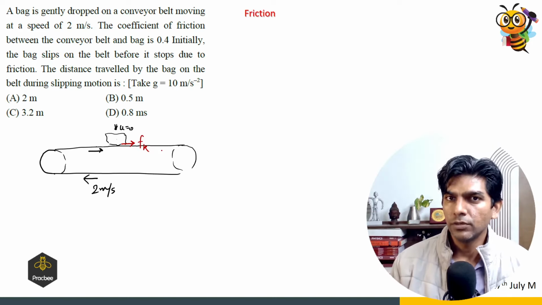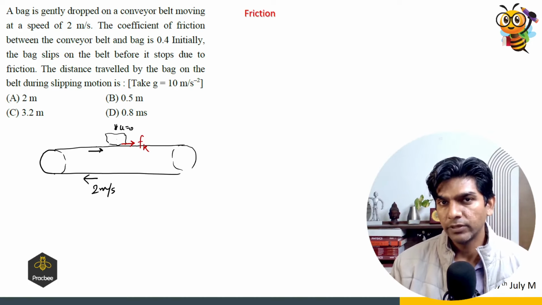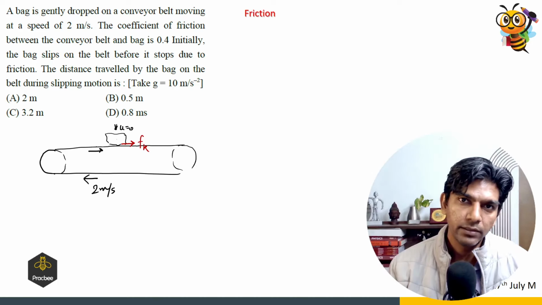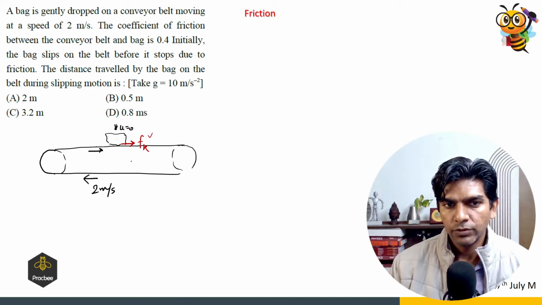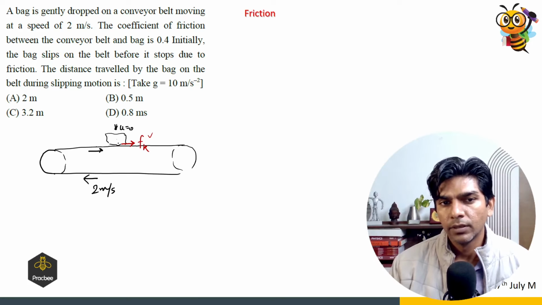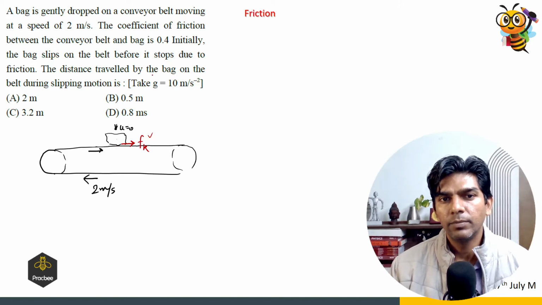And due to this frictional force, after some time, the bag will also acquire the same velocity as the conveyor belt, and after that there will be no slipping between the bag and the conveyor belt, and it will keep on moving with 2 meters per second. This frictional force will increase the kinetic energy of the bag. And what we have to calculate is the distance traveled by the bag on the belt during the slipping motion.